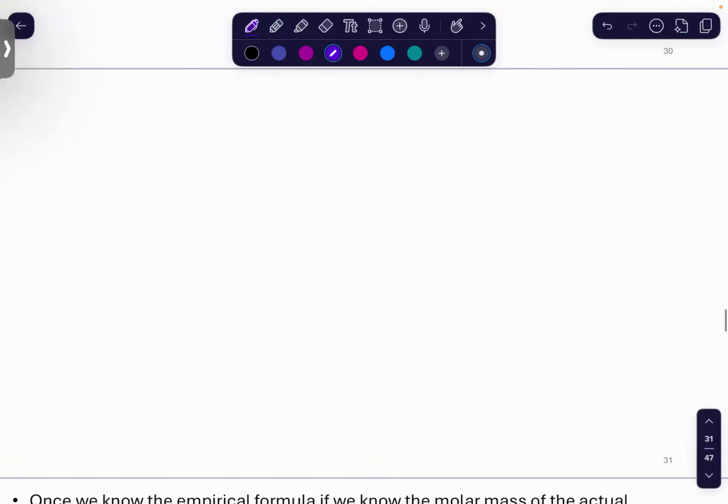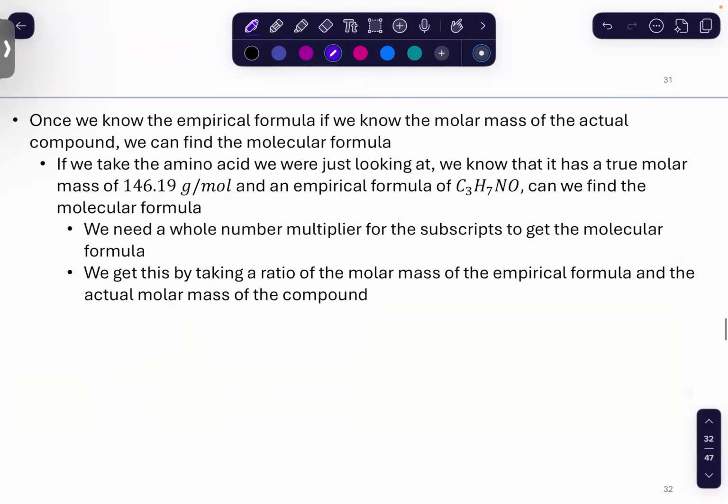All righty, so we're going to find the empirical formula. Remember, that's our lowest whole number ratio, our lowest whole number stoichiometry within a molecule. But then once we know the empirical formula, we're also going to be able to find the actual molecular formula of our compound. So here, again, we're looking at another amino acid. Maybe we can figure out what it is. The way that we know is that our amino acid has an actual molar mass of 146.19 grams per mole.